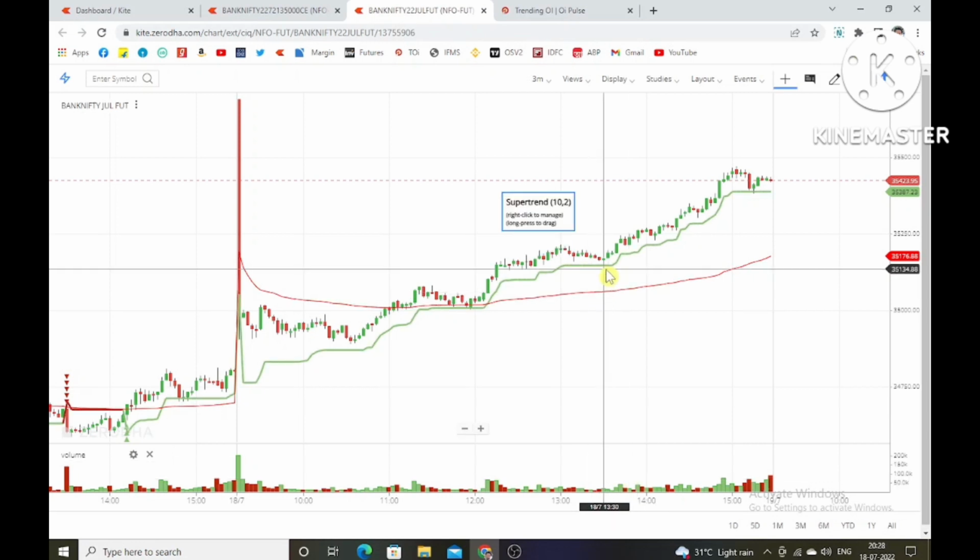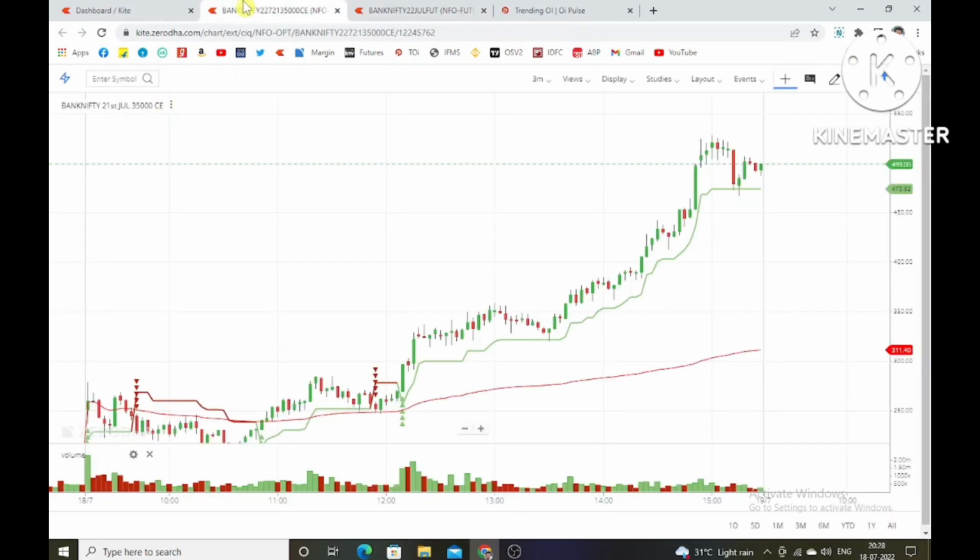Look at the chart at 1 p.m. Open the option chart also. Okay, so here at 1 p.m., 35,000 C was trading at 358 and the Supertrend was at 321. So what will we do? We will wait for price to come near Supertrend and we will take entry. Supertrend was trading at 322, so we will take entry at 342 one lot, 332 one lot and 322 one lot. That way, we can take entry in multiple steps in that option.